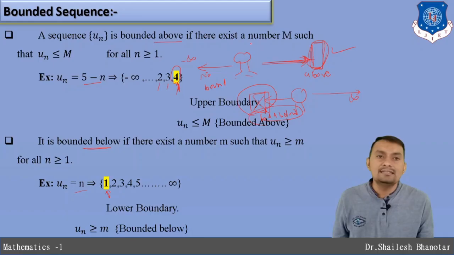So we can say this: there exists a number such that un is less than or equal to it, which means the sequence is bounded by some number, and that number is n, whether positive or negative. Therefore we can say the sequence is bounded above by n. The bounded below will be: there exists a number such that un is greater than or equal to m, which means there is a number that we cannot go below. Here we can say 1 is there, and therefore for this sequence we can say it is bounded below by the number 1.